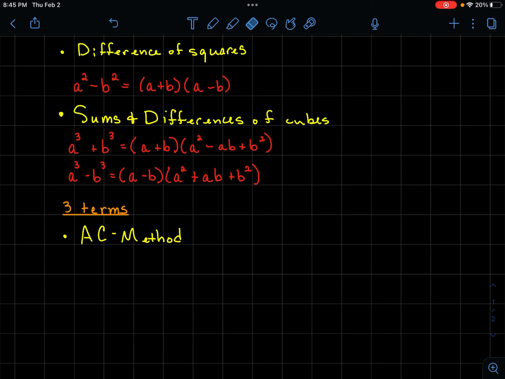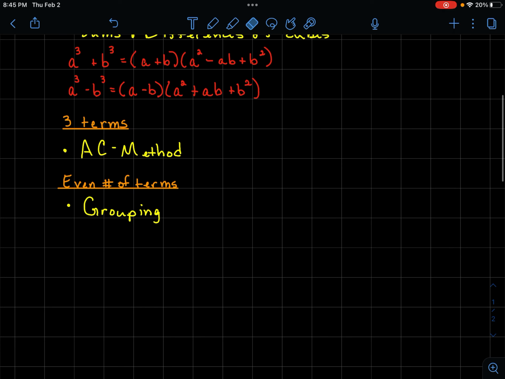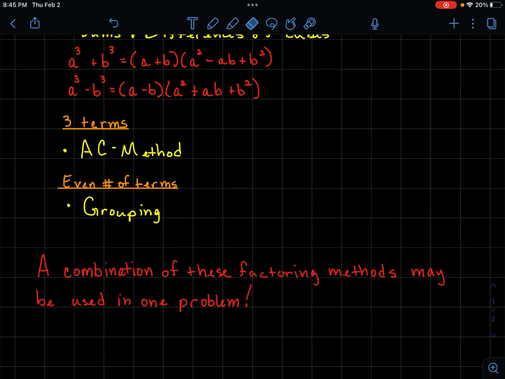And then we have three terms, which you know as the AC method, where we look for two numbers that multiply to give us AC, and that if we add those two numbers together, it gives us the middle term. So that would be the AC method. And then if we ever have an even number of terms, we'd like to use grouping. So even starting with 4, we'll group the first two terms and the last two terms, see what they have in common, and so on, and that'll help us get to the factored form of that polynomial.